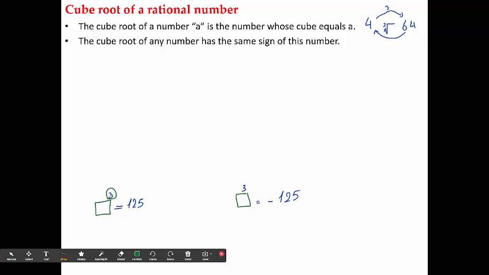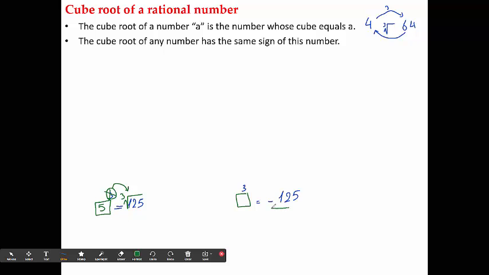We will use the inverse operation of the third power, which is the cube root, and we cancel the power from the other side. So the number which multiplied by itself 3 times to get 125 is 5. And it will be positive because positive times positive times positive equals positive.